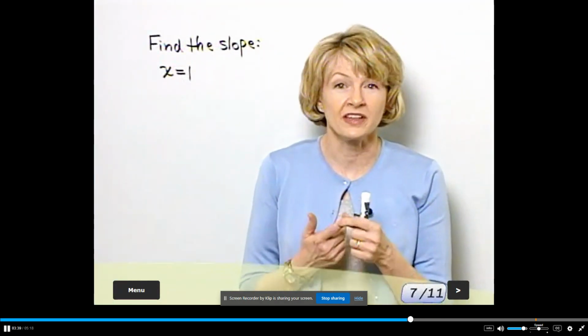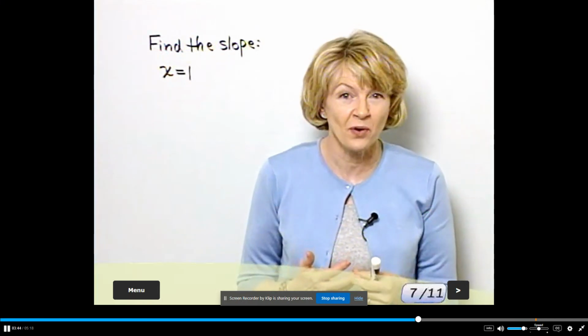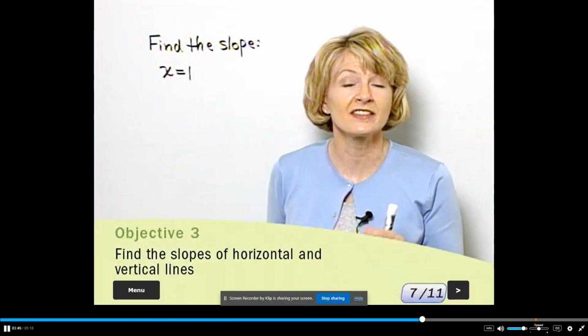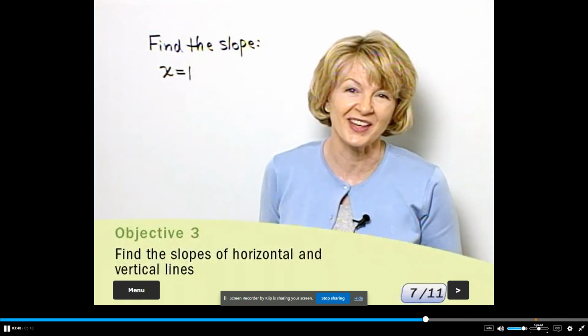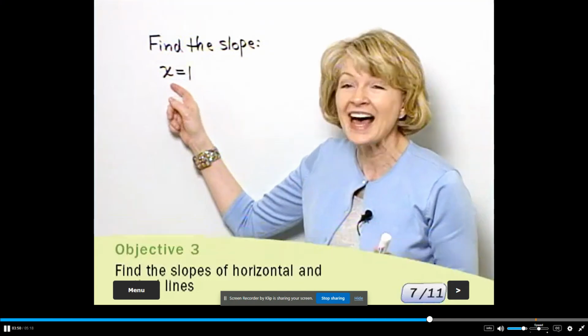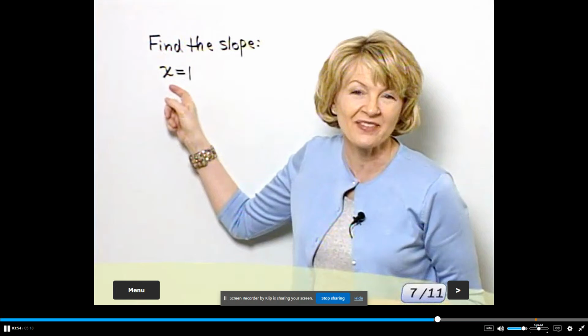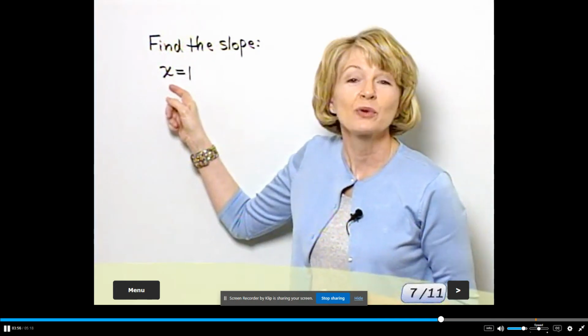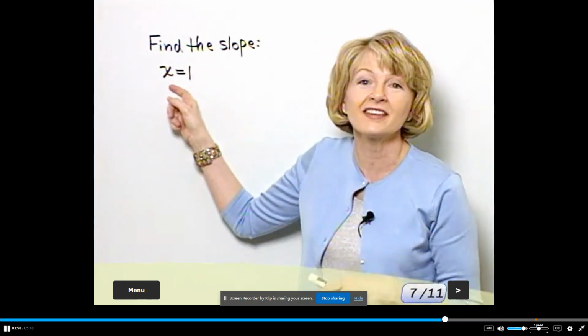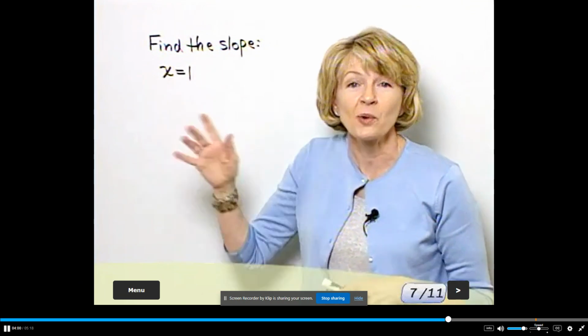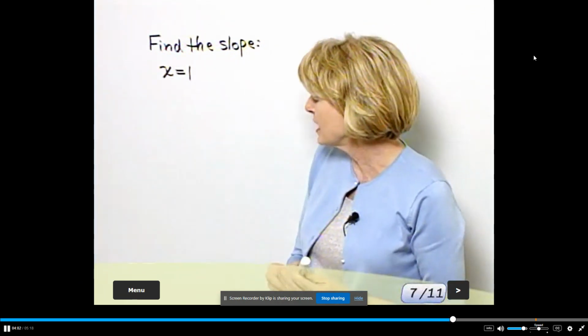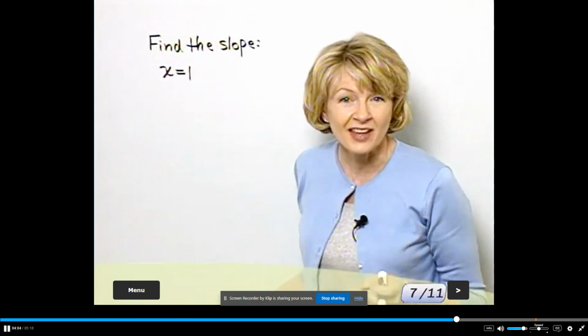Thus far, we know the slope formula. We also know the slope-intercept form. Let's now find the slope of a few special cases. What kind of a line is this? x is equal to 1 if I were to graph this line. Remember, x is equal to a constant. That is always a vertical line. So this is a vertical line, but I'd like to find the slope.